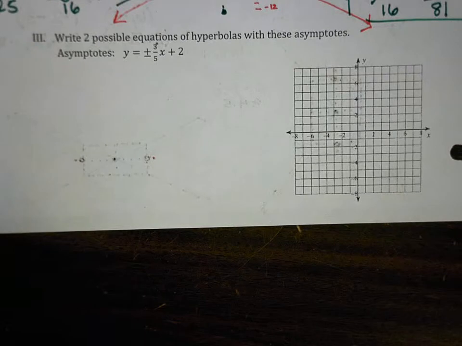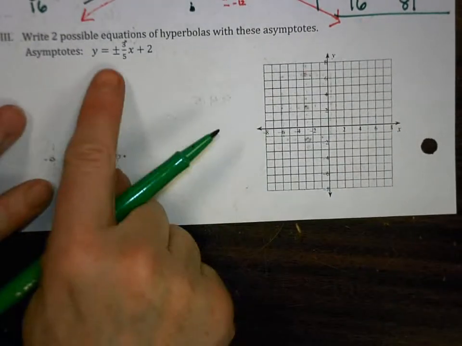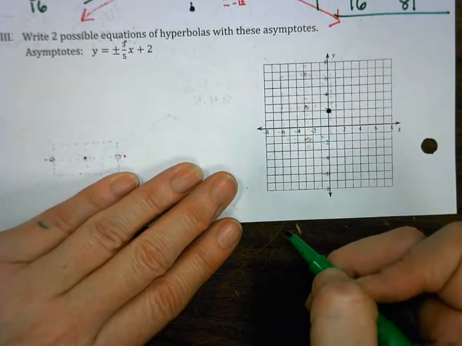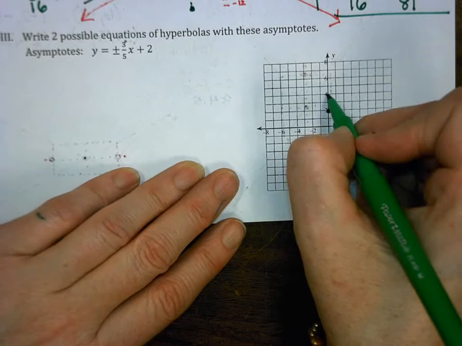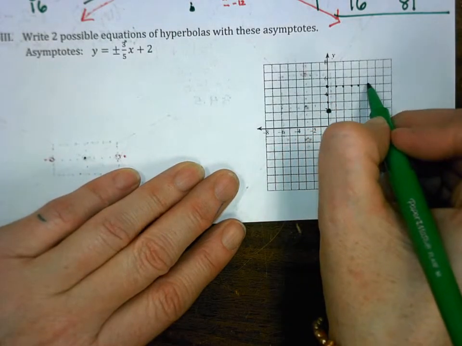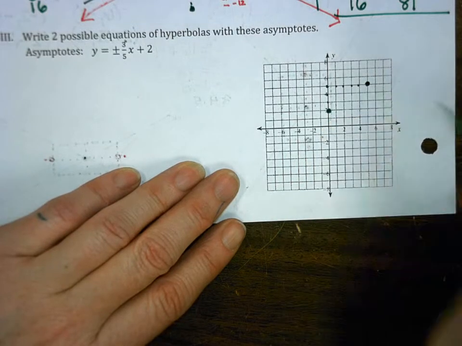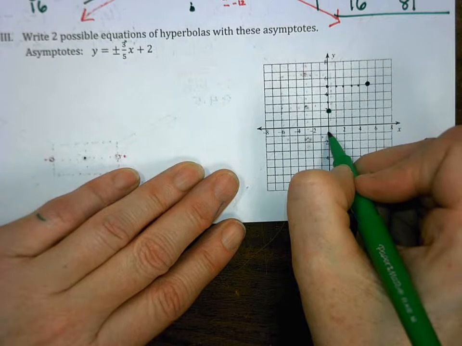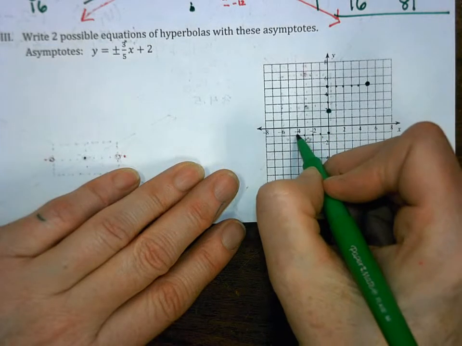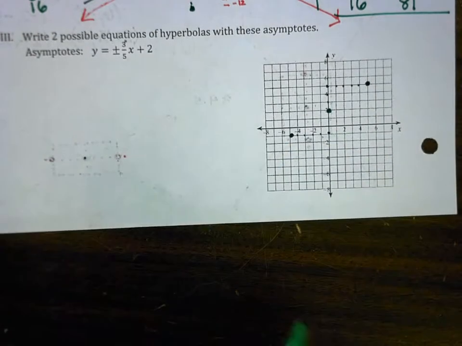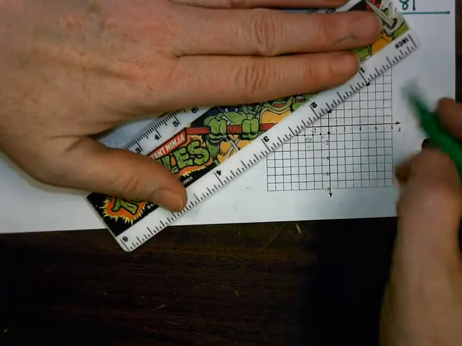All right, two possible equations. I know this is long. Two possible equations of the hyperbolas with these asymptotes. So the first thing you want to do is graph the asymptotes. So we have an intercept at 2. We have 1, 2, 3, up 3 over 5. 1, 2, 3, 4, 5. There's one end. And then we could go down 3, 1, 2, 3, 4, 5. Those are the corners of our boxes.